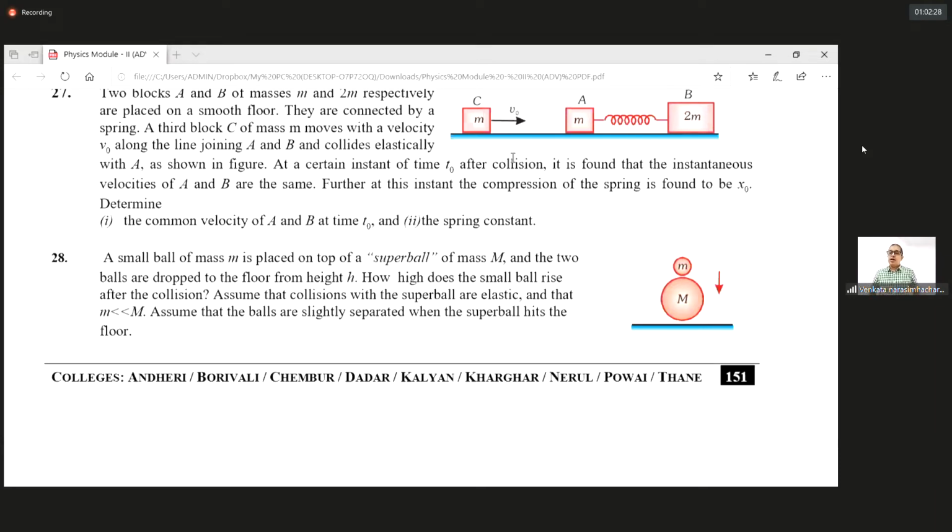Nine h is correct. Please apply the approximation. Capital M is much greater than small m. Don't give me the answer in terms of small m and capital M. 9h is correct. So it will be 9h plus the diameter of the super ball above the ground. That is okay. The diameter of the super ball will be small when compared to 9 times the height. Okay, sir.